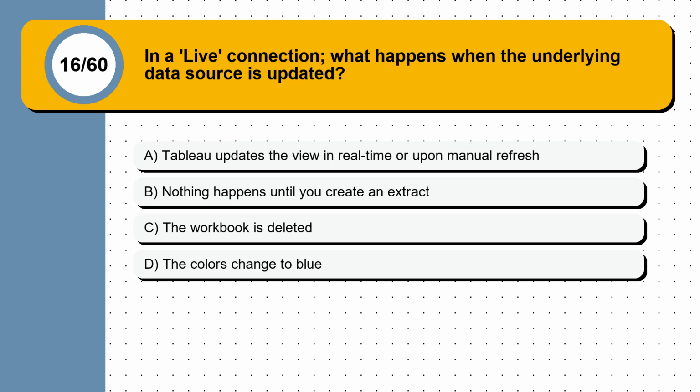Question 16. In a live connection, what happens when the underlying data source is updated? Option A, Tableau updates the view in real time or upon manual refresh. Option B, nothing happens until you create an extract. Option C, the workbook is deleted. Option D, the colors change to blue.